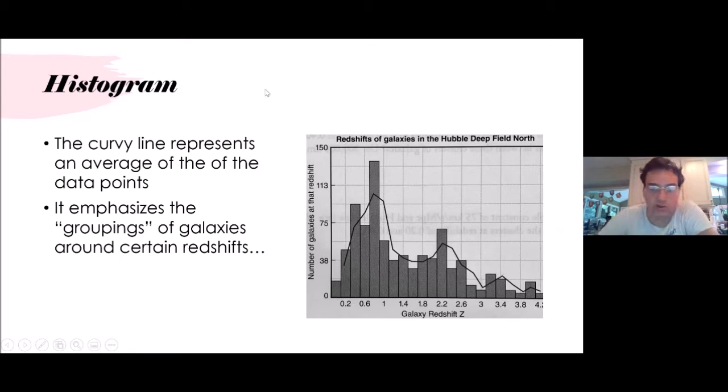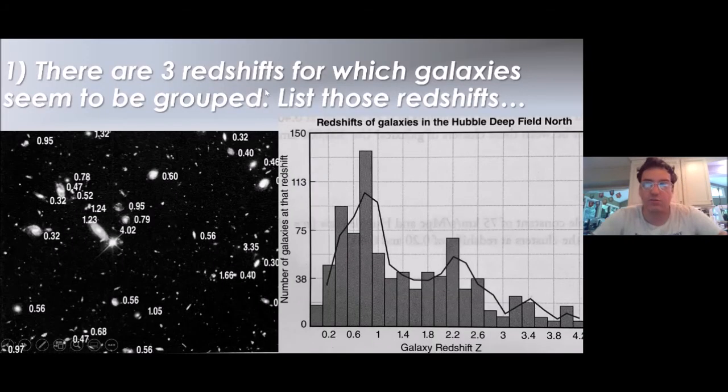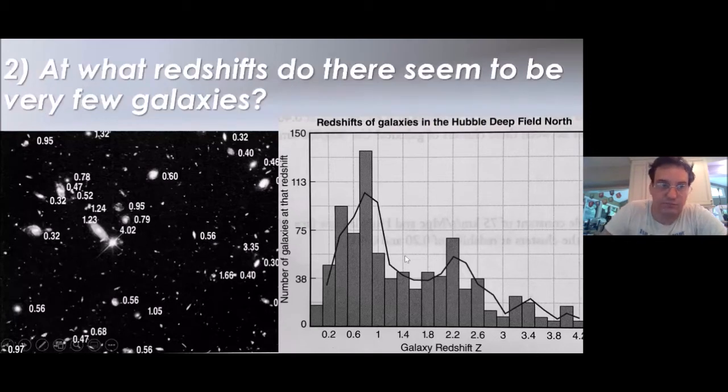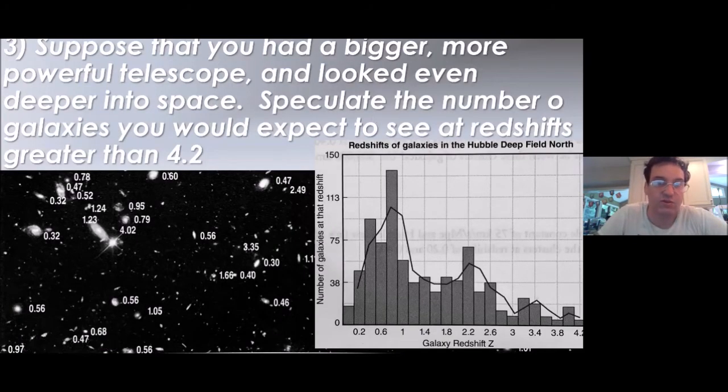So the first question for the lab is going to be, there are 3 redshifts for which galaxies seem to be grouped. List those redshifts. I kind of pointed them out, but you need to tell me approximately what those values are. That would be your first question for the lab. Next question, at what redshifts do there seem to be few galaxies? Just look at the histogram, and you should be able to see where there are very few of them and where the dips are, and tell me where those dips are to answer that question.